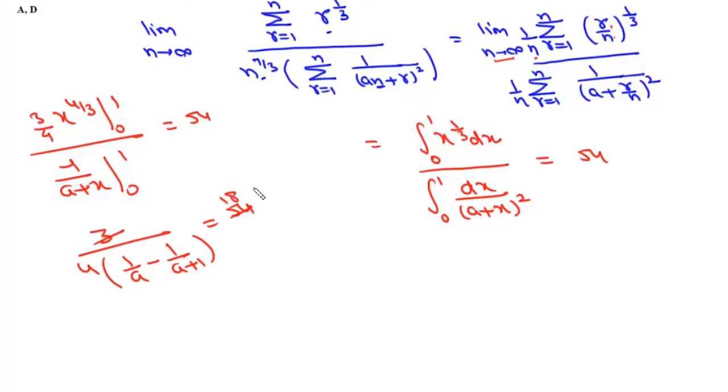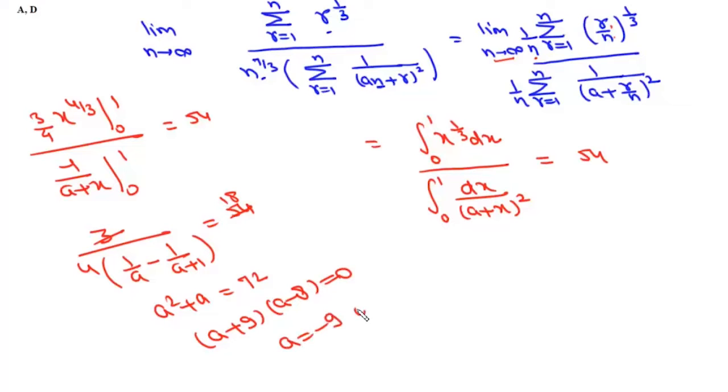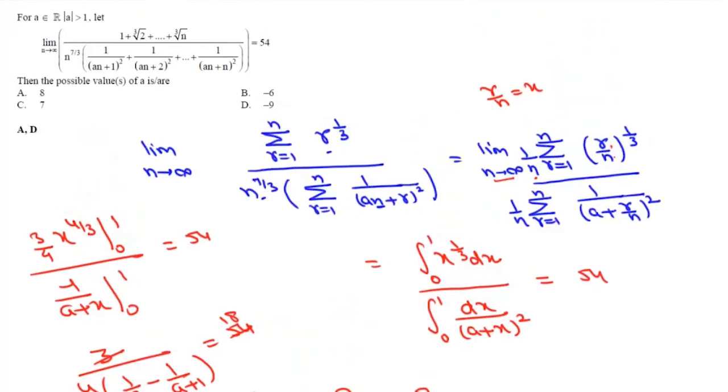Now this is 18. So we'll get a square plus a equals, which is 8 into 9. So it will be (a plus 9) into (a minus 8) equals 0. So value of a is either minus 9 or value of a is 8. So the options are A and D.